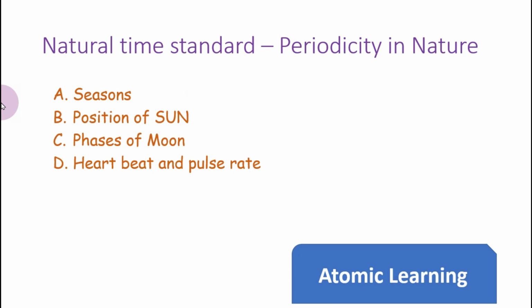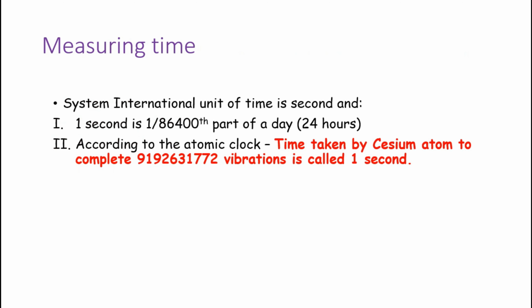What is meant by the position of sun? In the morning you see the sun is somewhere, and in the evening it is somewhere else, and tomorrow morning it repeats itself, so it is periodic behavior. Similarly, phases of moon, heartbeat and pulse rate, they are also periodic.